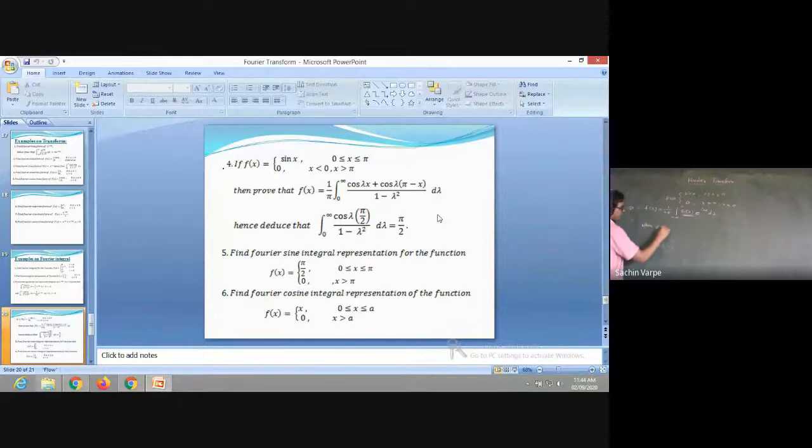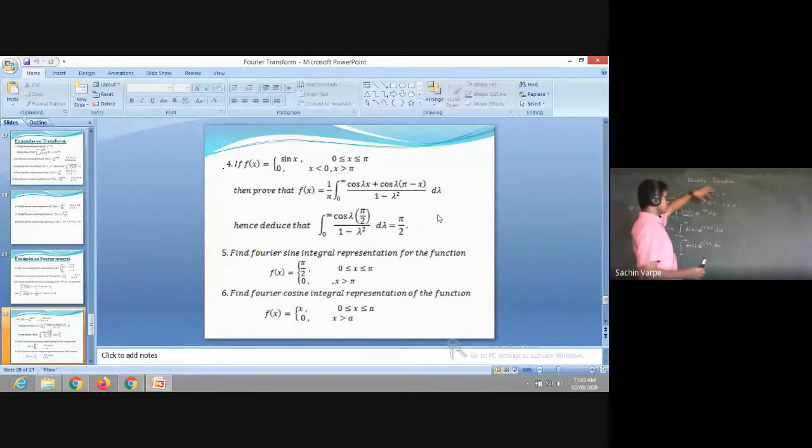F of lambda equals the integral from minus infinity to infinity f of u e to the power minus i lambda u du. Let me write in terms of x. So minus infinity to infinity f of x e to the power minus i lambda x dx. And let us use now the function given. Our function, I'm not going to write this again. See, this is in 0 to pi. X is greater than pi means what? Pi to infinity, isn't it?